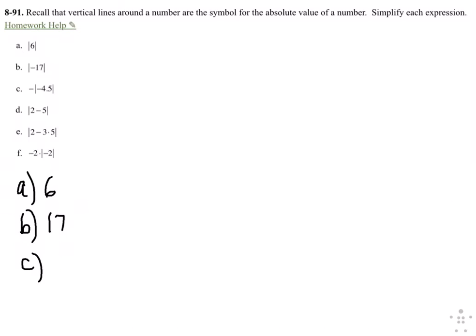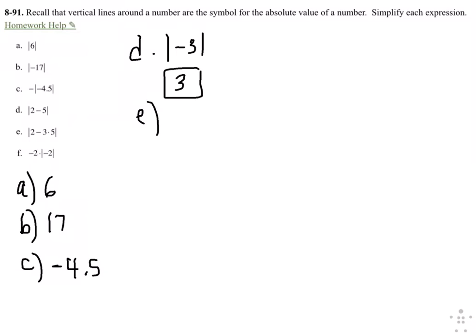C is, there's a negative outside, and then the absolute value of negative 4.5 is 4.5, but that negative outside is still there. D comes out to be the absolute value of negative 3, which is 3, right?